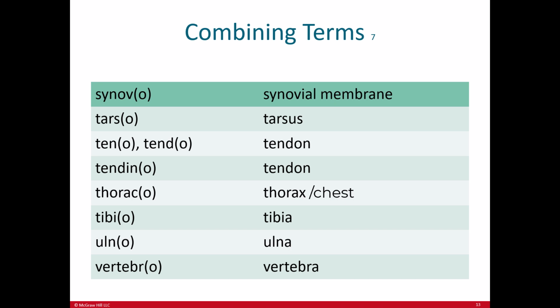Teno, tendo, those both mean tendon. Then we have tendino, which also means tendon. Thoraco means chest. Tibio means tibia, ulno means ulna. And vertebro means vertebra.